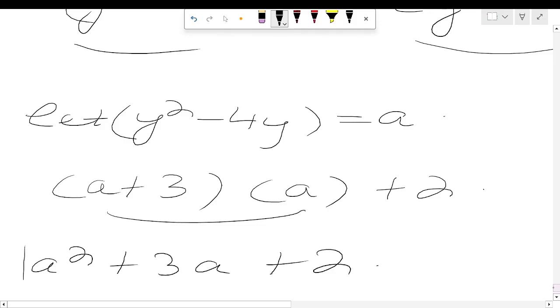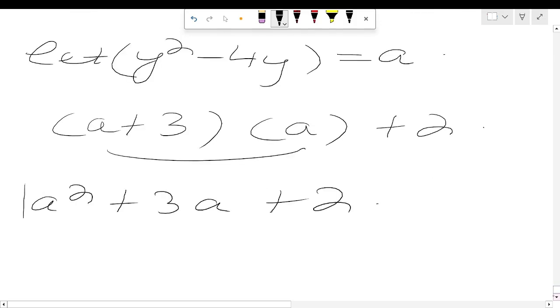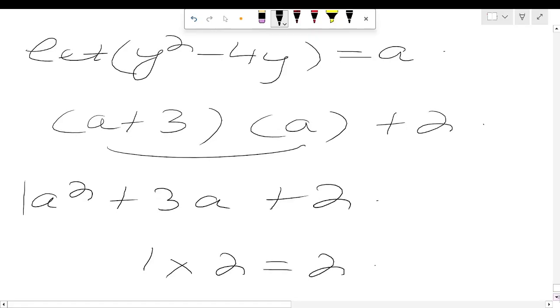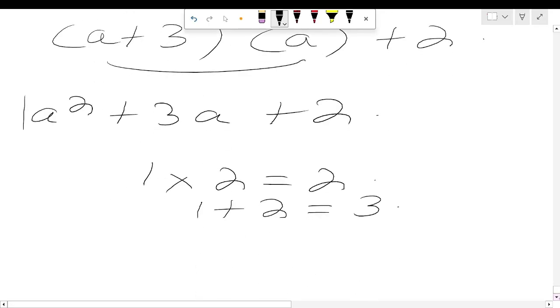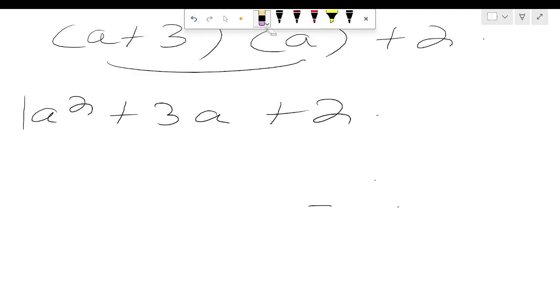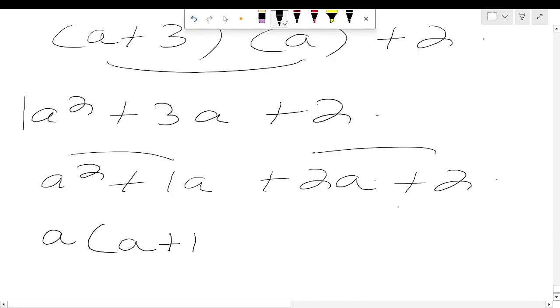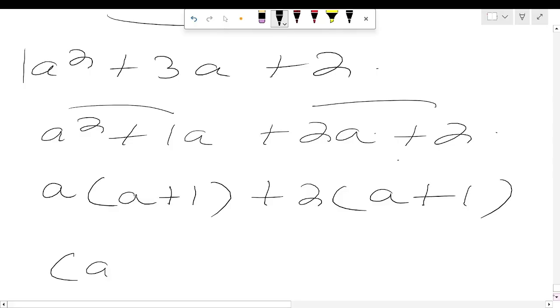So now we have a simple quadratic expression with the coefficient of a square as 1 and the numeral as positive 2. So I'll write 1 multiply 2, that results in 2, and if I add them up, it results in 3. So these are the factors for my quadratic expression, so I'll just use them. A bracket a plus 1, and then I will write a bracket a plus 2. So I'll have a plus 1 and a plus 2.